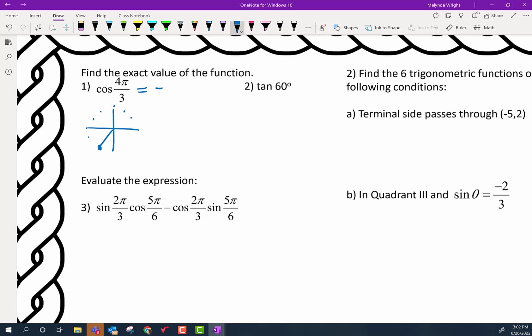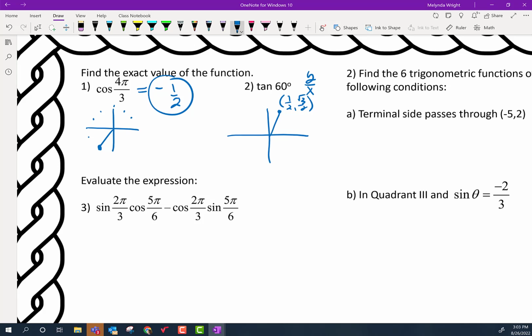Negative 1/2. Very good. That's how I do all my unit circle stuff, just like that. Okay, tangent. We just talked about tangent. Tangent is y over x, sine over cosine. All right, so let's get to 60 degrees, which would be right here. Okay, that's longer along the y, so this is 1/2, root 3 over 2. That's the coordinate point.